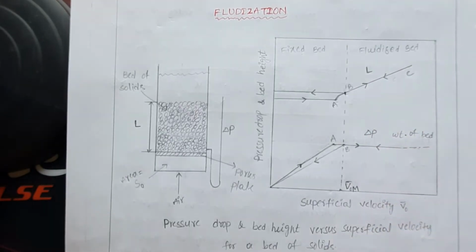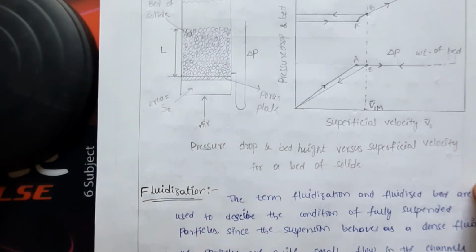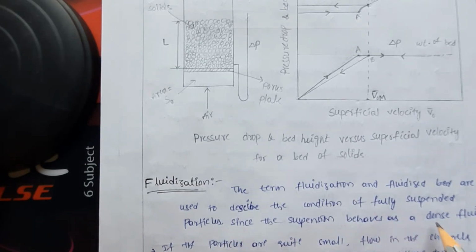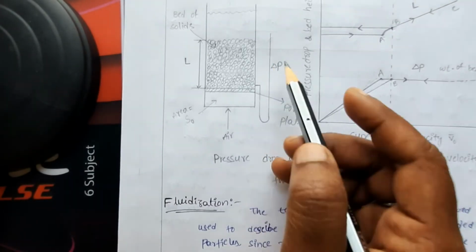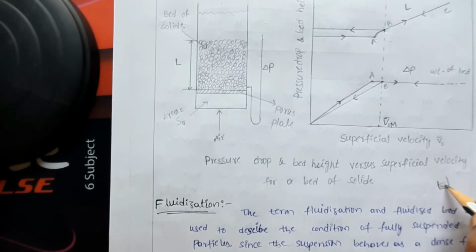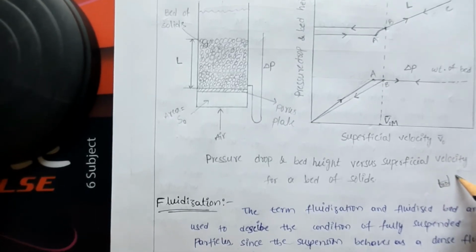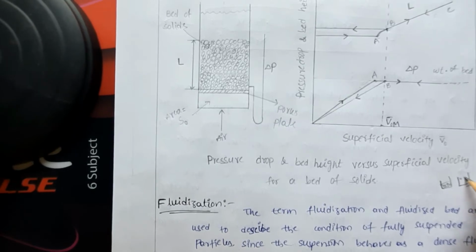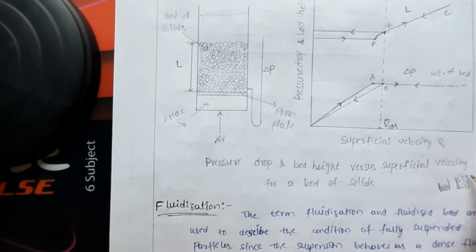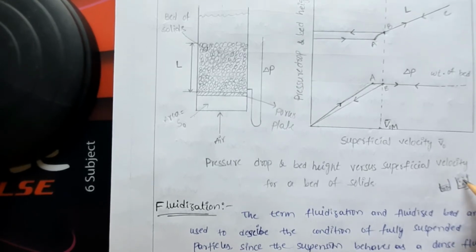The terms fluidization and fluidized bed are used to describe the condition of fully suspended particles, since the suspension behaves as a dense fluid. So this is the condition of fluidization. Initially, these are the solid particles present at the bottom of the bed. At the condition of fluidization, the particles will be suspended and the distance between the particles will be increasing. So they simply behave as a fluid.